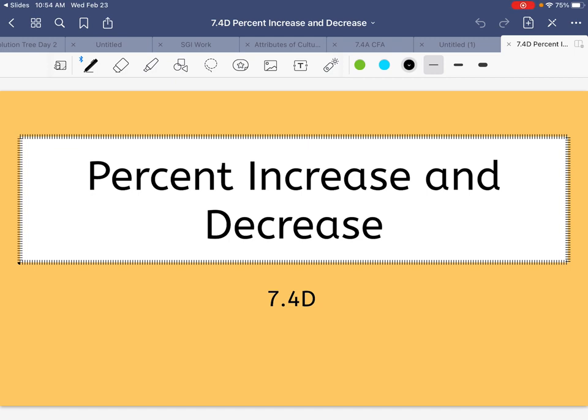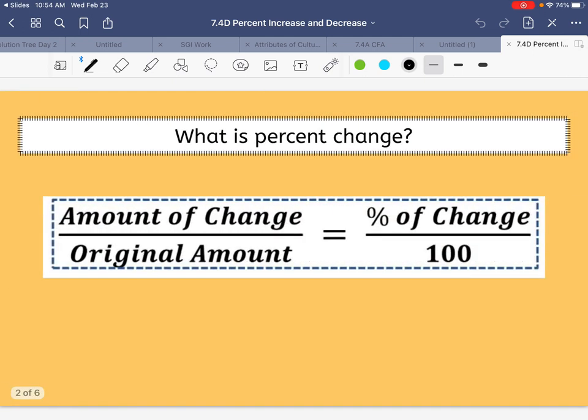Today we're going to be looking at percent increase and decrease. So first off, what is percent change? Percent change is how much something is increasing or decreasing compared to an original amount, the original whole. And we use it as a percent out of the original value.